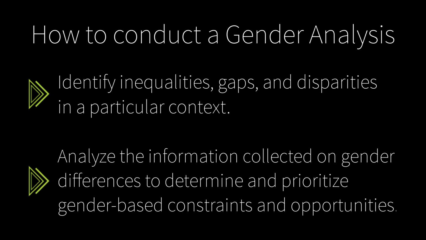In the second part, you analyze the information collected on gender differences to determine and prioritize gender-based constraints and opportunities and their implications for achieving health objectives and the equal status of women and men. Section 6 of the toolkit provides further guidance on how to analyze the data collected, with a particular focus on how to identify gender-based constraints and opportunities, which will inform the project design and M&E processes.